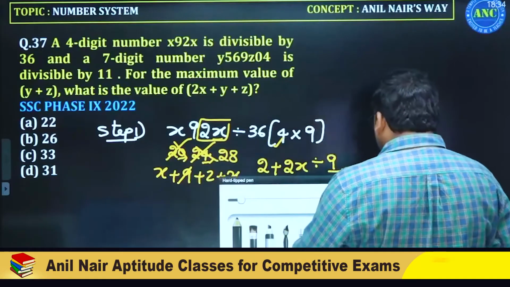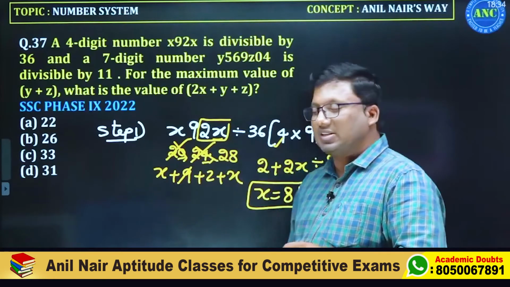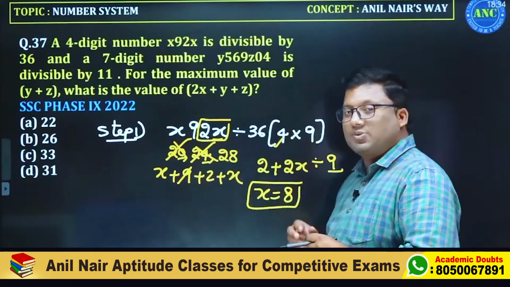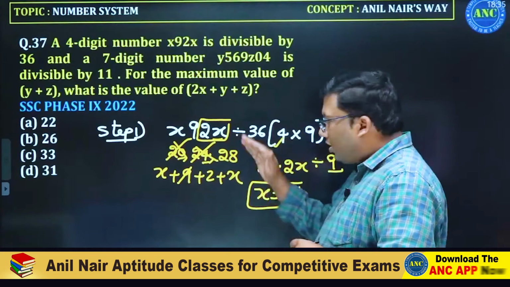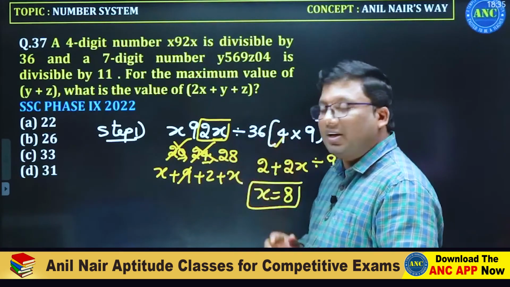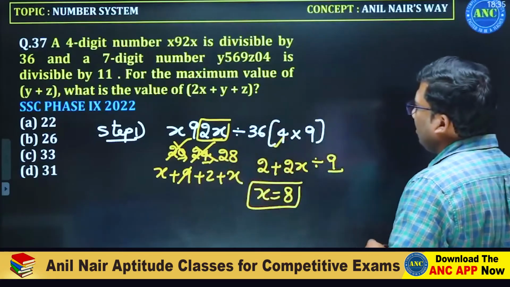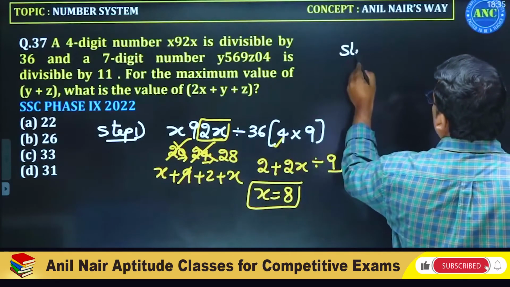First step: because the number is divisible by 36, it is divisible by both 4 and 9. I got the possibilities for 4, then I applied the divisibility rule of 9, and got x equal to 8. Step number 2.